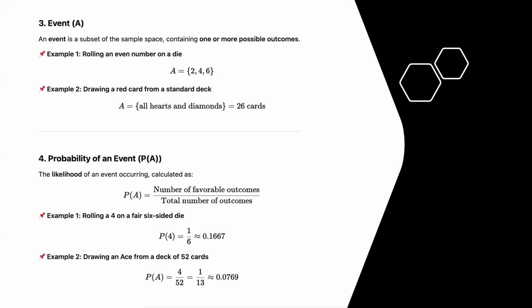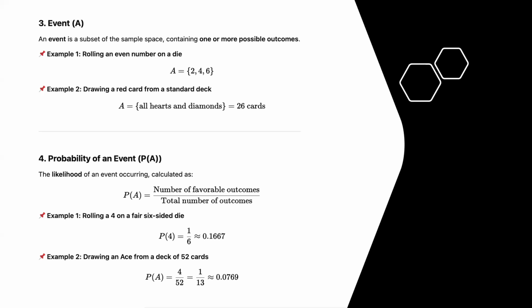Let's take a very simple example. It's the first example in this PPT: rolling an even number on a die. What are the even numbers on a die? We have a total of six numbers on the die: one, two, three, four, five, six. Out of those six, how many are even? Only three: two, four, and six. So in this example, the event will be either 2, 4, or 6.